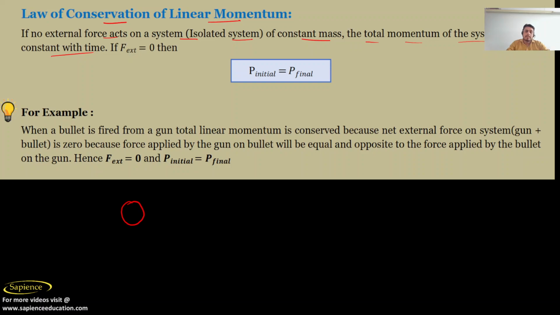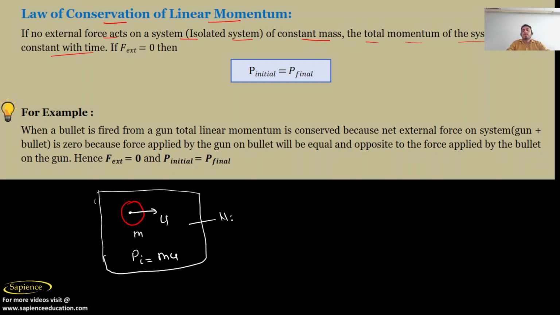See, if an object is there and it has some momentum, suppose it has velocity v and mass m, and its initial momentum is equal to mu. No external force is acting on this system. No external force is acting on the system.